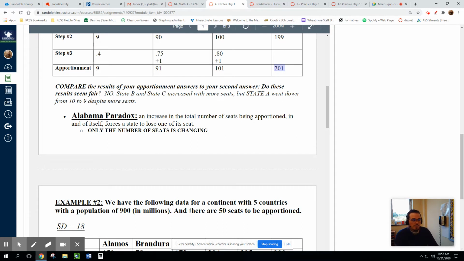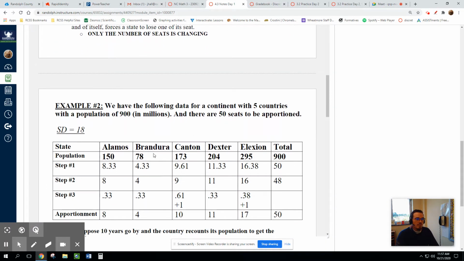And it's called the Alabama paradox because this happened to Alabama when we're talking about the House of Representatives. So only the number of seats is changing, and that's an issue. So we've got to figure out how to maybe change that.